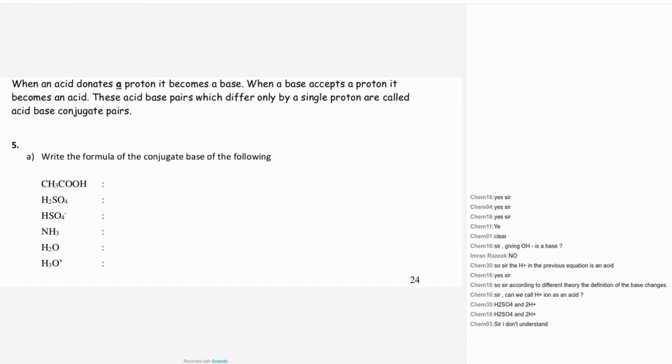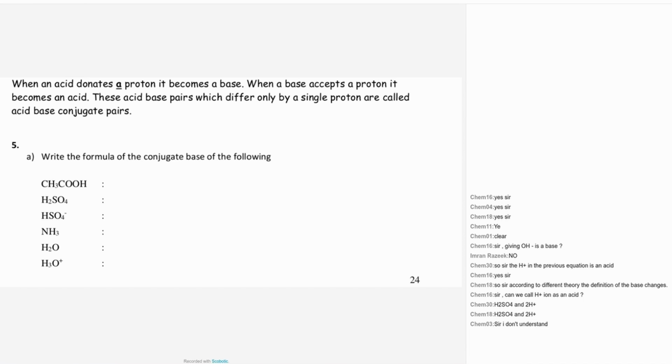That is answered. According to different theories, the definition of base changes. Base is defined as any substance which accepts protons, according to the Bronsted-Lowry theory. I said metal oxides are bases, that is how you identify a base, but anything which can take H plus is the base. That's the Bronsted-Lowry theory of bases.